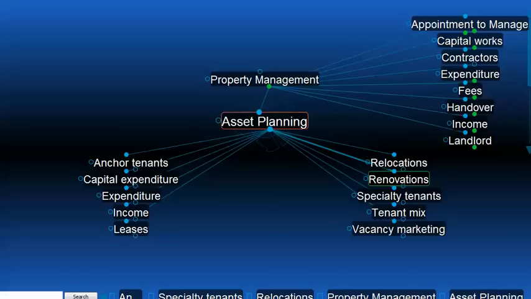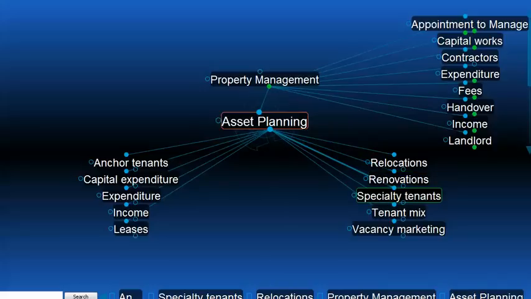Further to this, there will be some renovation strategies. Some will be relevant to particular tenancies. Other renovation matters will be in the common areas within the property, so make sure that you've got those renovation issues well covered in your asset planning strategy.